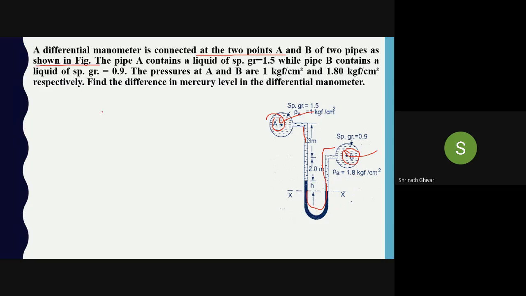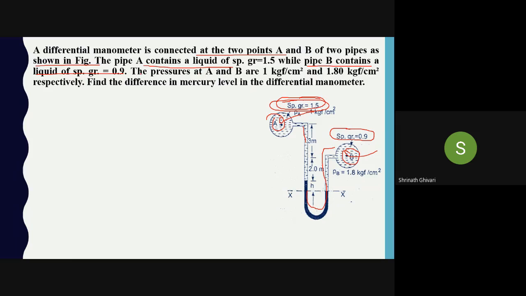The pipe A contains a liquid of specific gravity 1.5. So this pipe A has a liquid having a specific gravity of 1.5, while pipe B contains a liquid of specific gravity 0.9. So this is having a different liquid, this is also having a different liquid, right? So we have to measure its pressure difference. As I have told, in a differential manometer, we can use the same liquid or a different liquid in different pipes, and we can measure its pressure difference or level of the manometer.